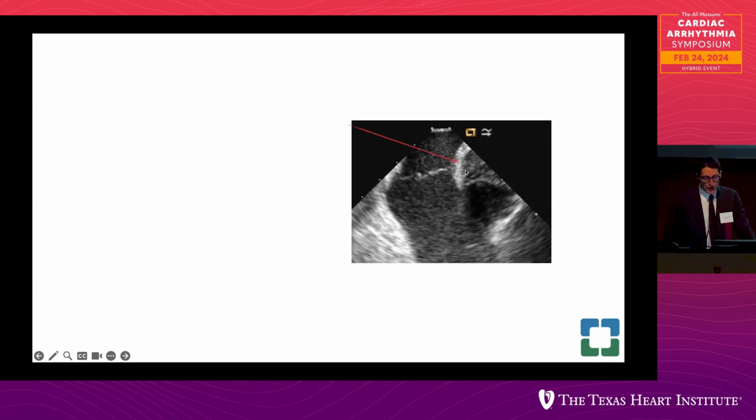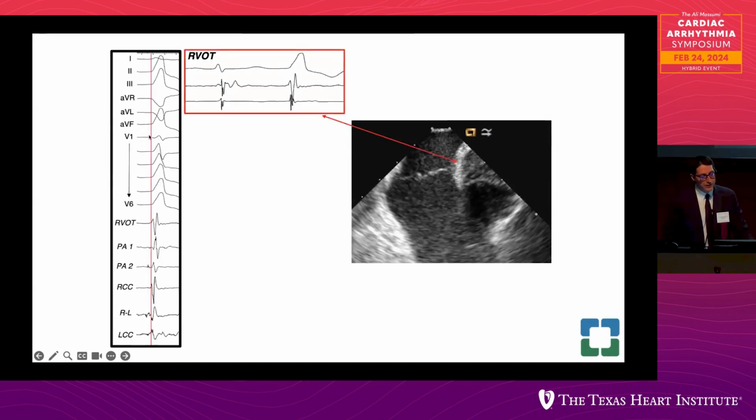So now, when you do have a PVC that looks like that, so it's a left bundle PVC with relatively early transition, you know that it will deal with a septal site of origin and posterior because lead 1 is positive. Now, when you're mapping this PVC, you know that you will need to map different areas just looking at the intracardiac echo.